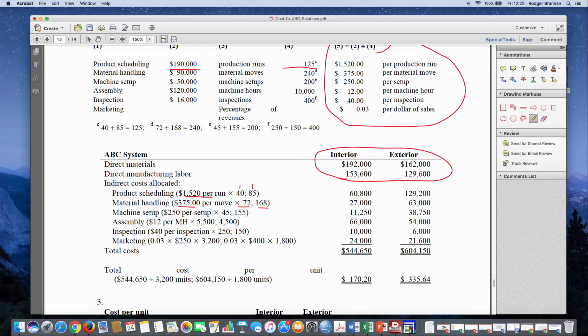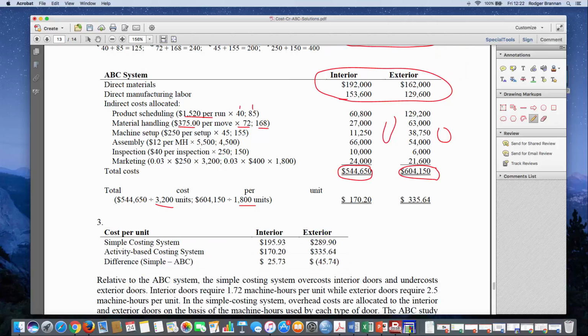So what's nice is that they didn't clutter up the individual unit cost. What they have here is the total cost associated with each product. 544,650, 604,150. And then what I want to do is divide it by the number of units. So I find I have 170 and 335. And then the question is, did I overcost or undercost? Well, kind of what I suspected. Under my simple, I overcosted by $25. And I seriously undercosted with my complex.